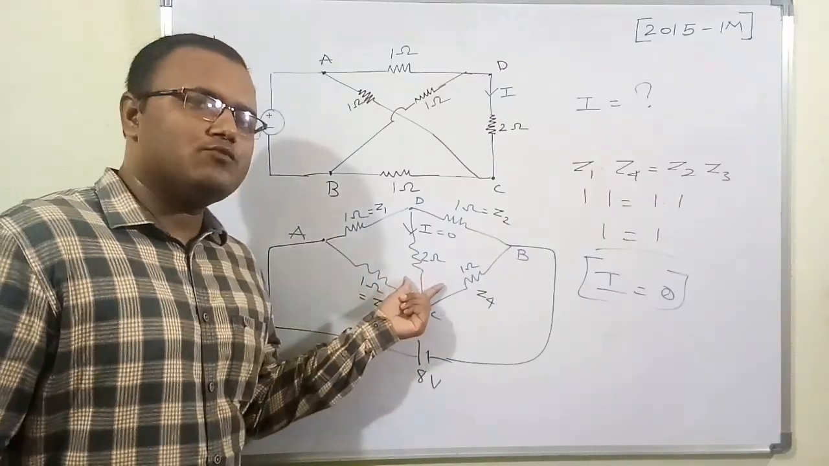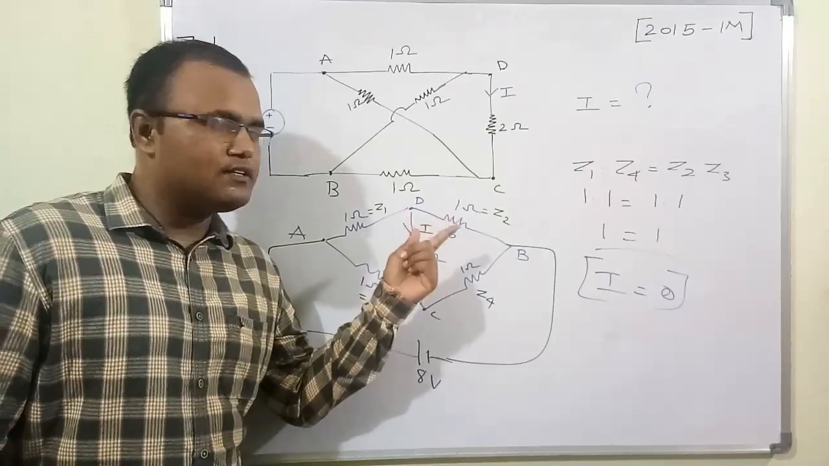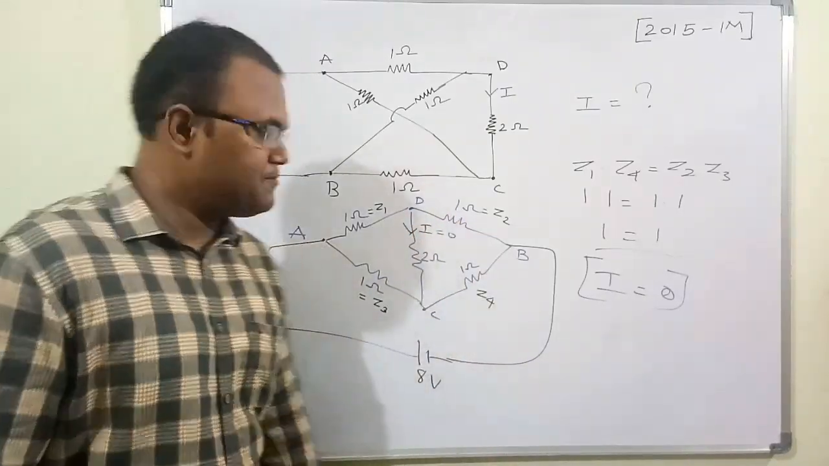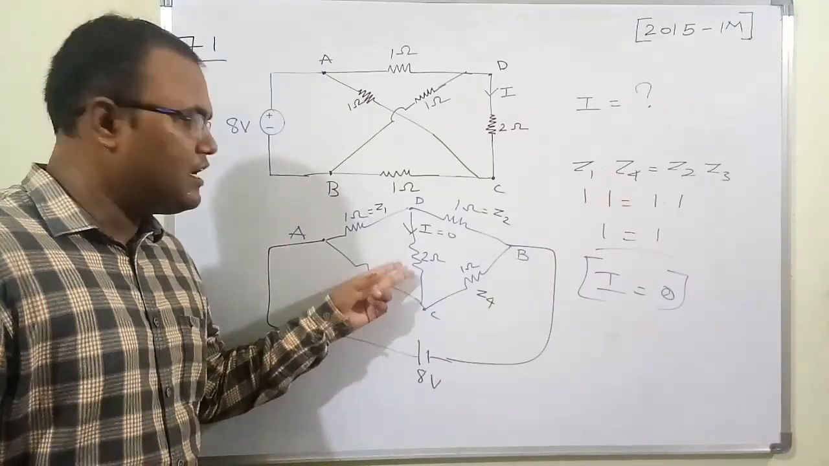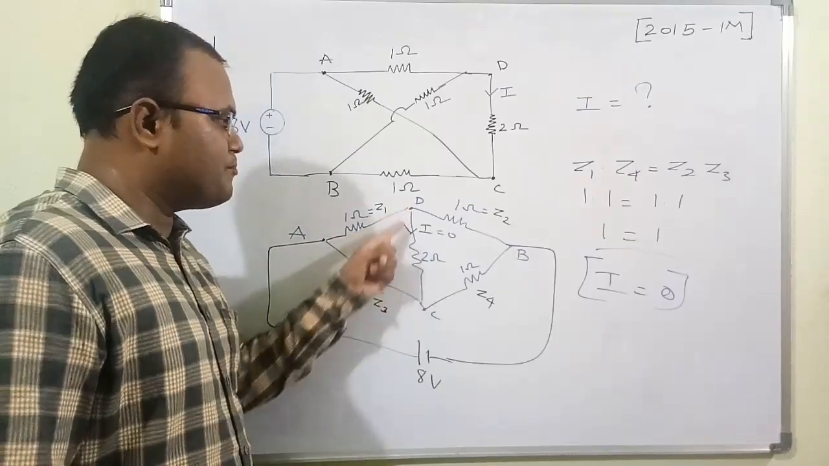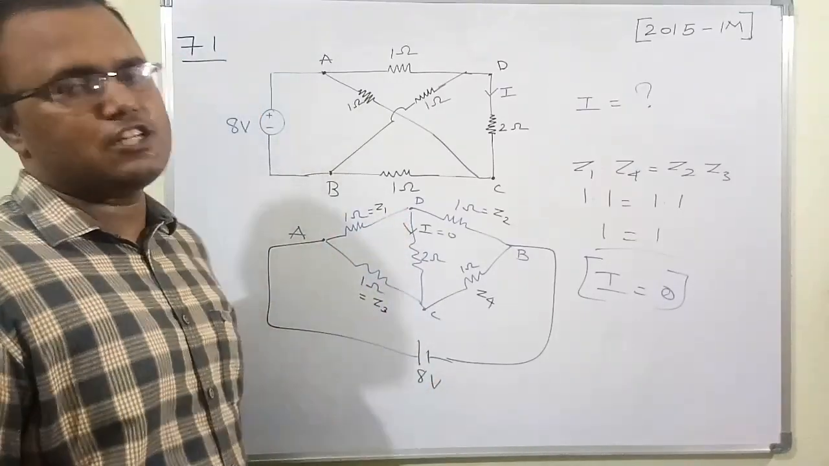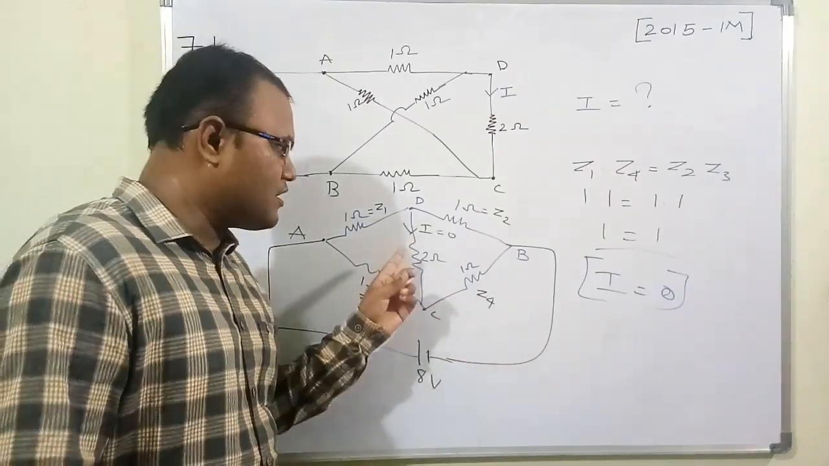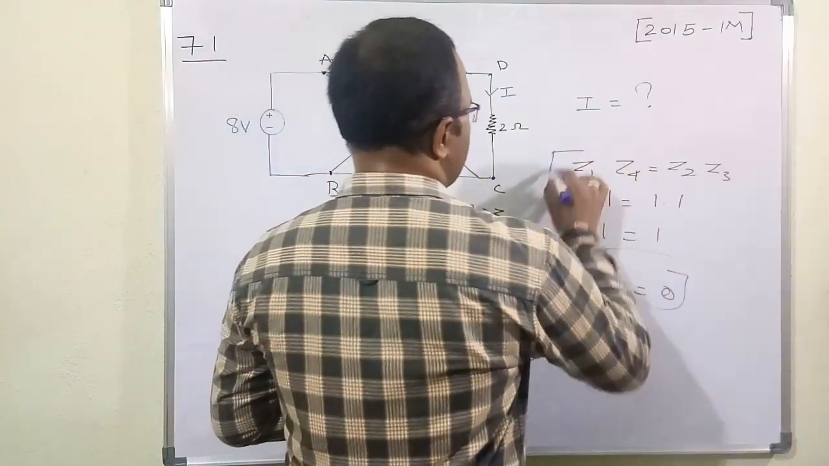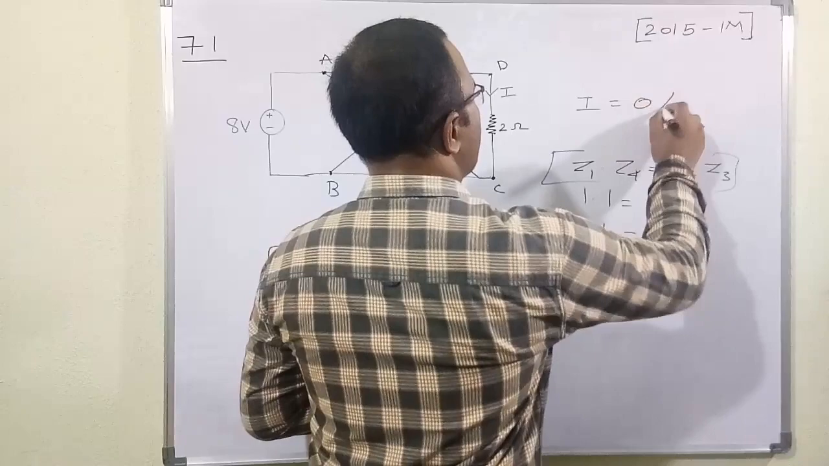No matter what amount of resistance you connect, when the circuit is satisfying the balanced resistance bridge, no matter what resistance or reactance or capacitance you connect across this branch B and D, irrespective of the impedance, the current in the branch is always zero under the balanced Wheatstone condition. So therefore our final answer is I is equal to 0 ampere.